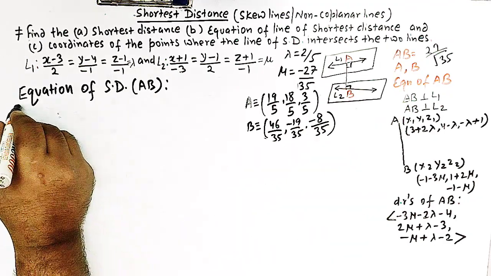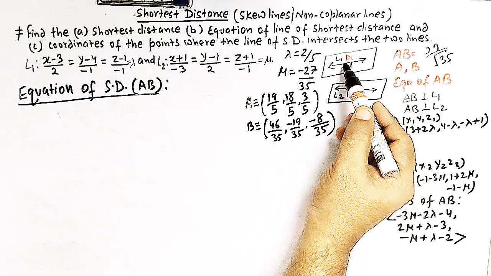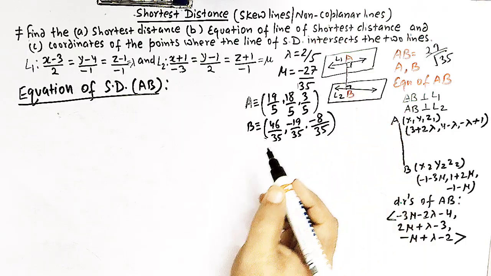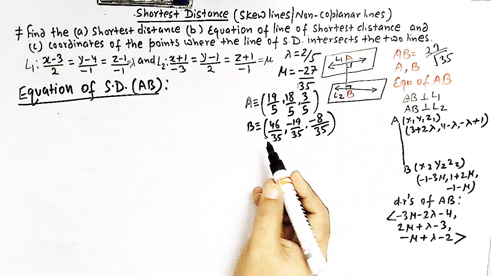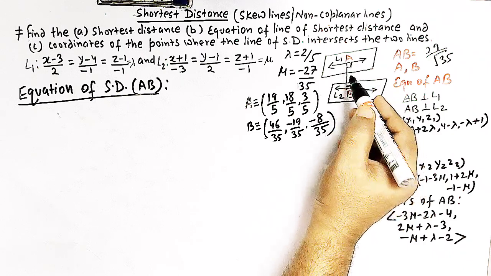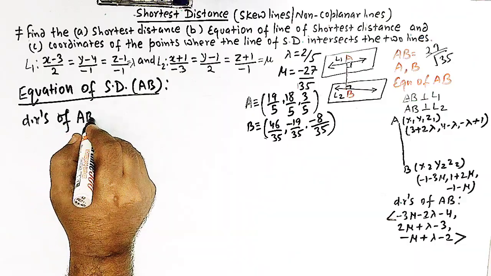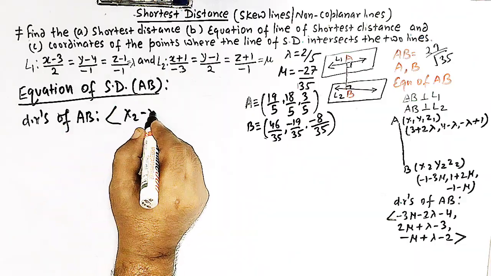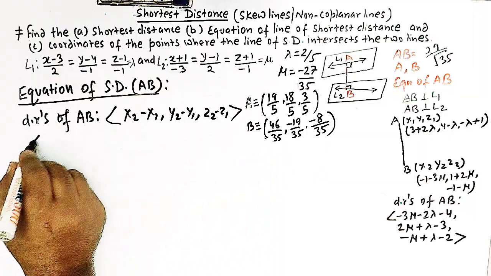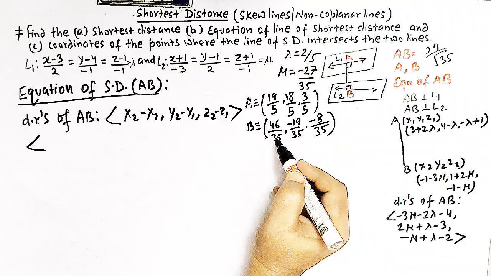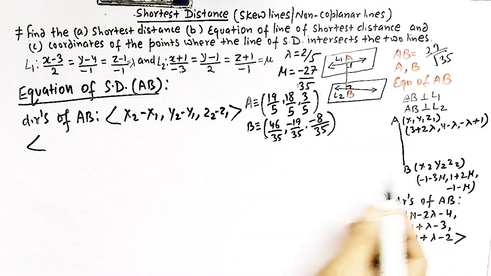So now let us find out the equation of the line of shortest distance, that is the equation of AB, right? So here to get the equation of line AB, let us find out the direction ratios of the line of shortest distance AB. So the direction ratios of AB are given by x2 minus x1, y2 minus y1, and z2 minus z1. So we can now make use of these two coordinates. Point A is x1, y1, z1. Point B is x2, y2, z2.